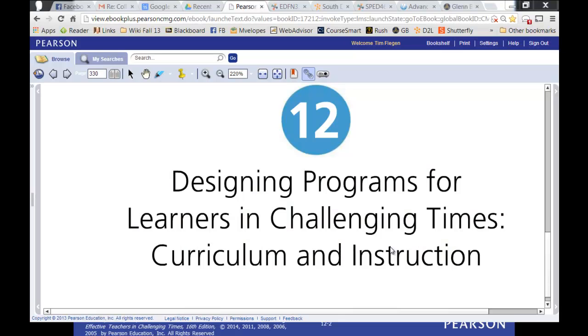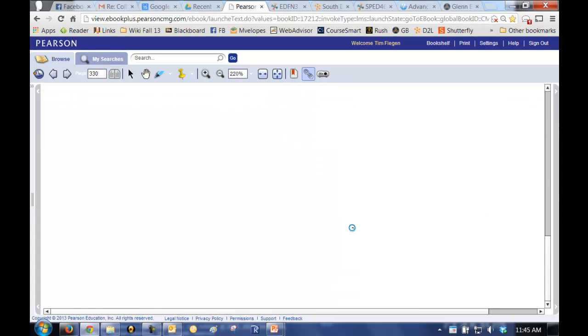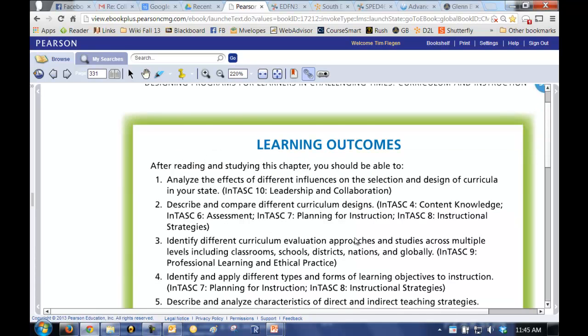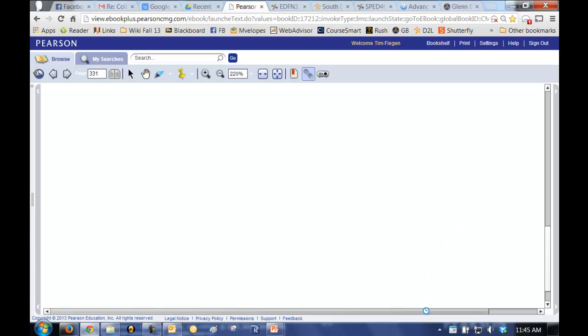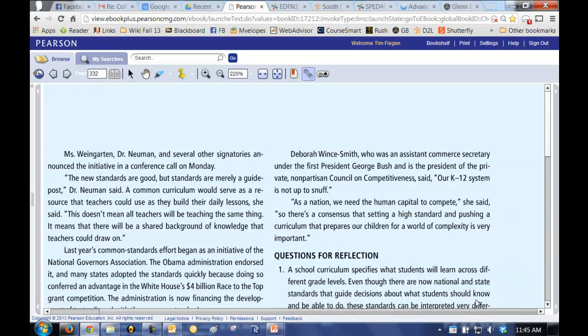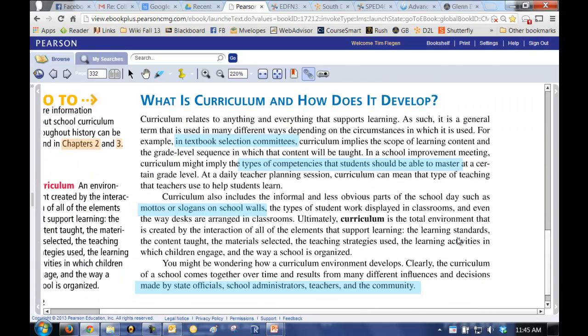A lot of material here. The lecture is not quite as long, but it covers the points and introduces you to some things that hopefully you can get your arms around. Chapter 12, Designing Programs for Learners in Challenging Times, Curriculum and Instruction. Unfortunately, this has changed a lot in the last couple of years as we move to a national curriculum. If you're for national curriculums, you're delighted. If you're not for them, this will seem like a long, old, steady grind.